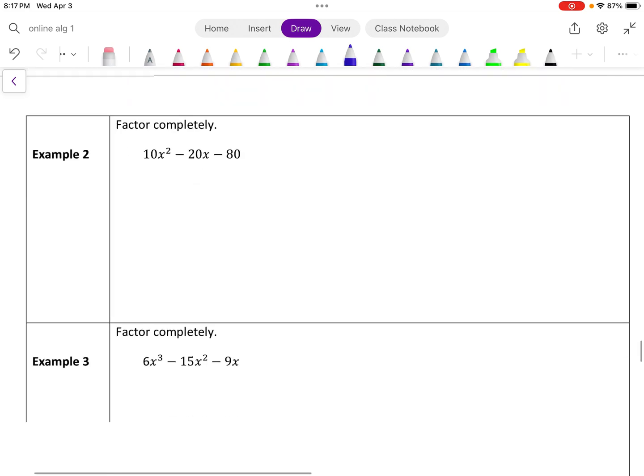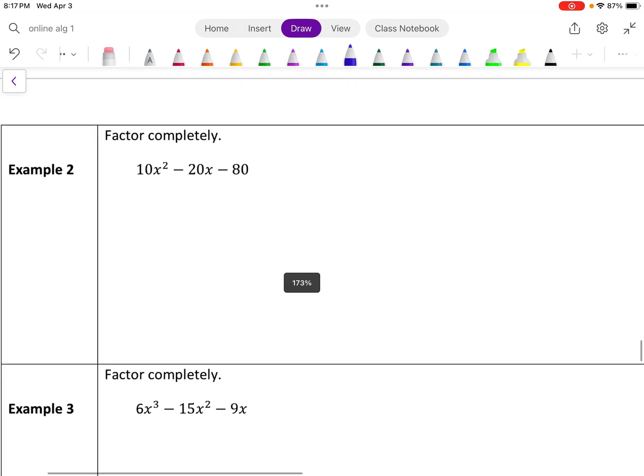We're going to skip that first one because that one doesn't have a GCF and go to 10x squared minus 20x minus 80. So when I'm thinking about my GCF, I'm thinking about what goes into all of those different numbers. What could I divide 10, 20, and 80 by? 10 goes into all of them. So I'm thinking about dividing everything by 10, which would leave me with x squared. 20 divided by 10 is 2. 80 divided by 10 is 8. Okay, and then my GCF, I'm just going to leave it out over here so I don't forget about it because I'll need that as part of my final answer.